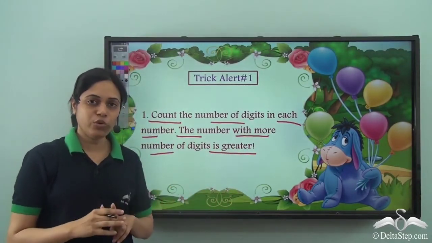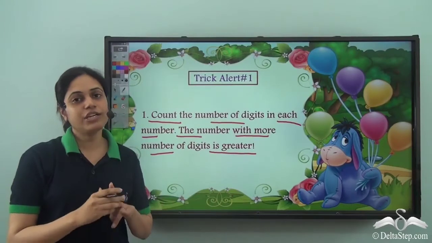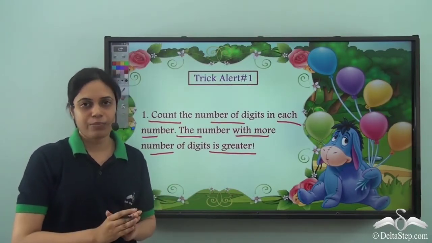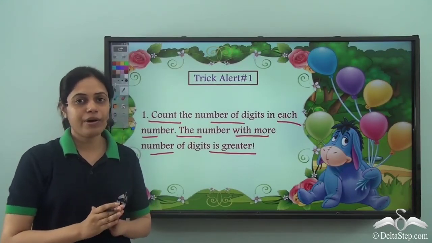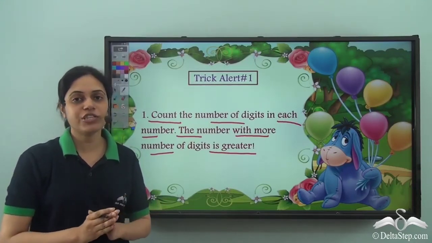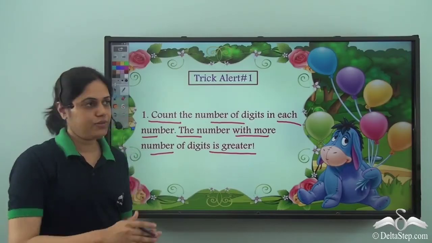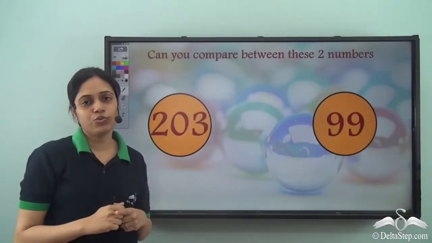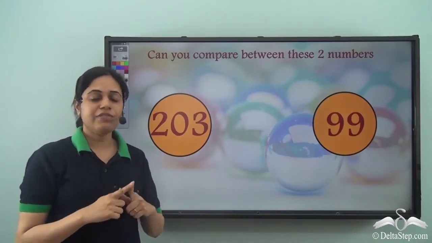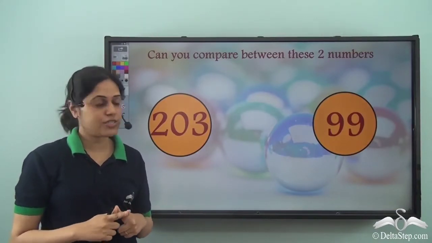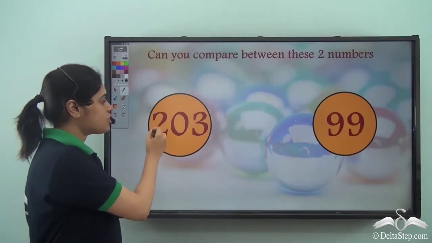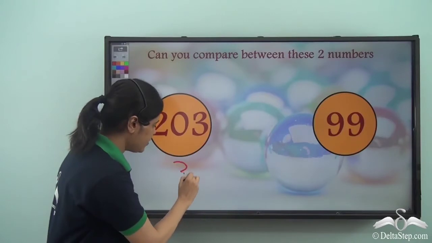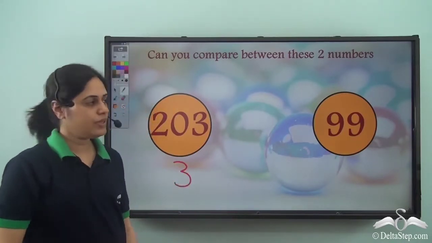So when you have two numbers, you first need to count the number of digits in each of the numbers. And the number which has more digits will always be greater. So in this case, we need to compare these two numbers. Firstly, we need to count the number of digits. This is 203. How many digits are here? 3. This is a 3-digit number.